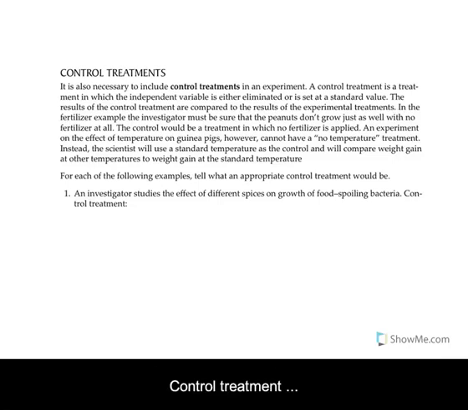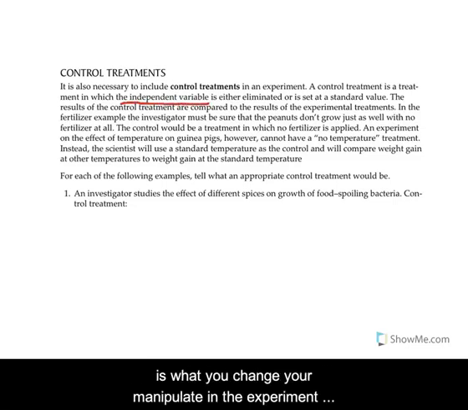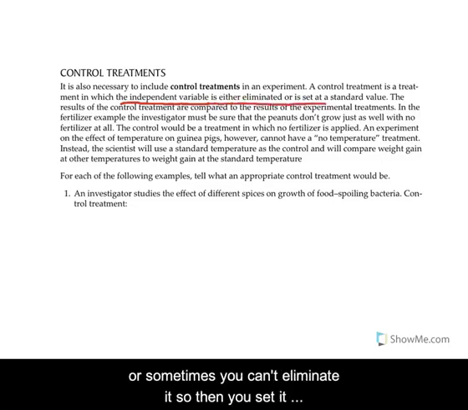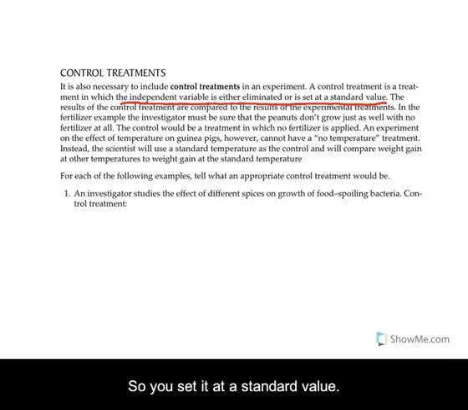A control treatment is when the independent variable, remember that the IV is what you change or manipulate in the experiment, is either eliminated completely, or sometimes you can't eliminate it, so then you set it at a standard value in your control treatment. We just did the standardized section, which you should have done before coming to this section.